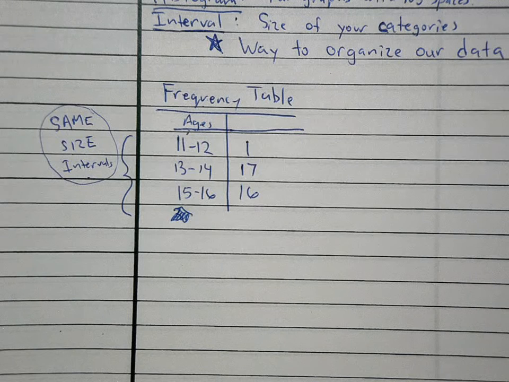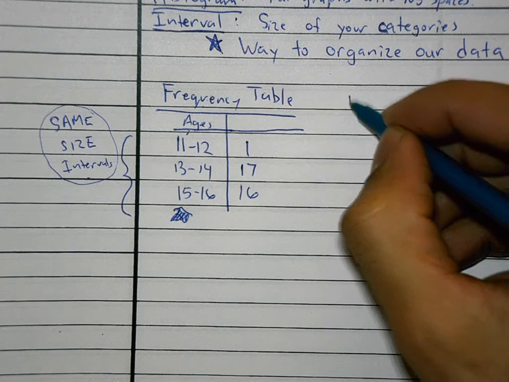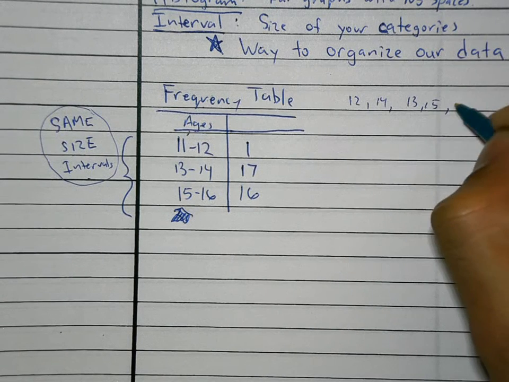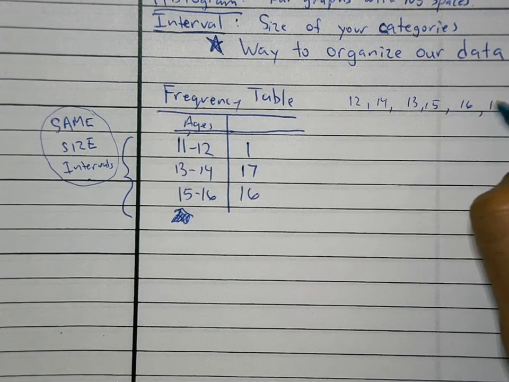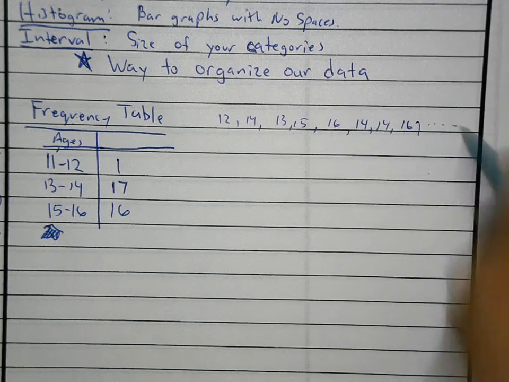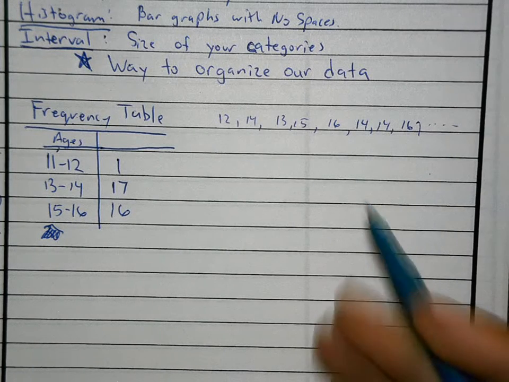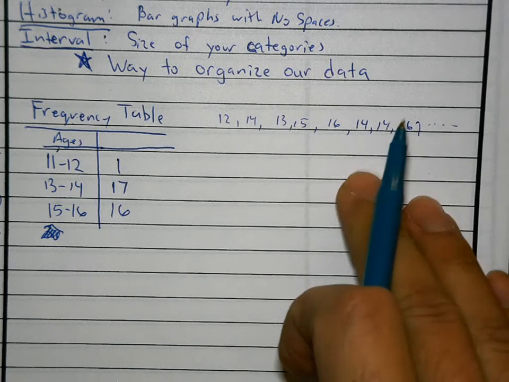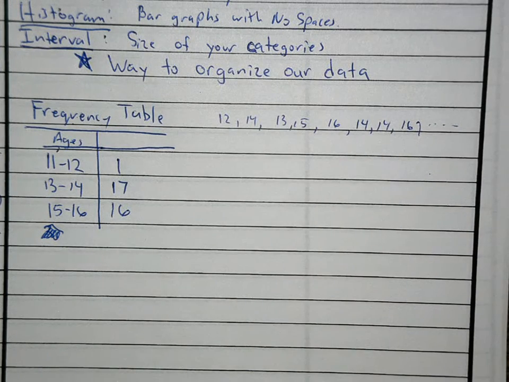If I wrote all those things down, it would look something like this. 12, 14, 13, 15, 16, 14, 16. Imagine having data that just looks like crazy. How are you going to make it make sense? A frequency table should organize the data. Does that make sense? It's supposed to make it easier to understand.